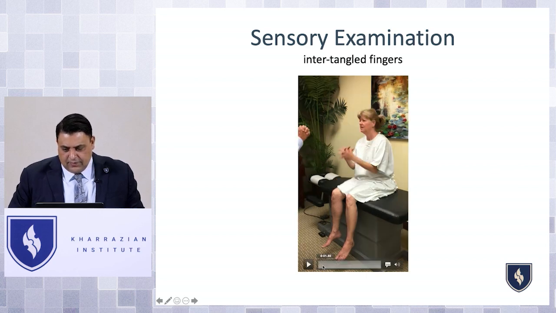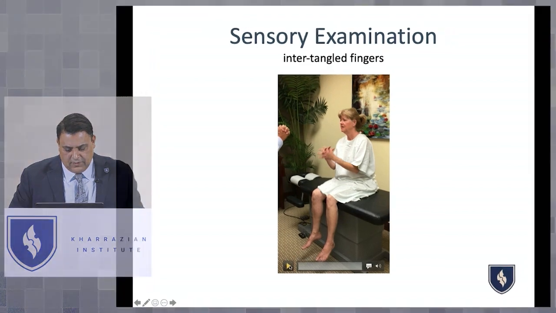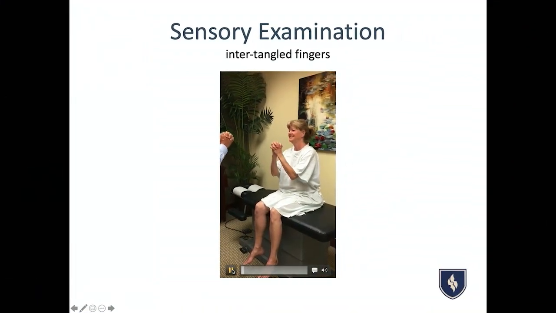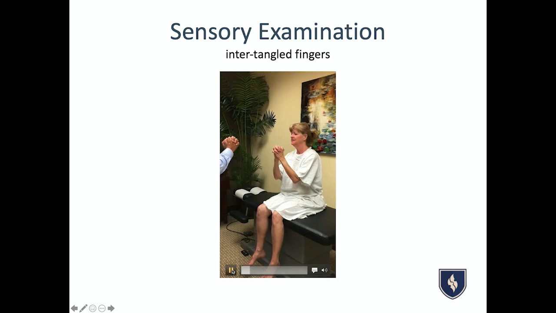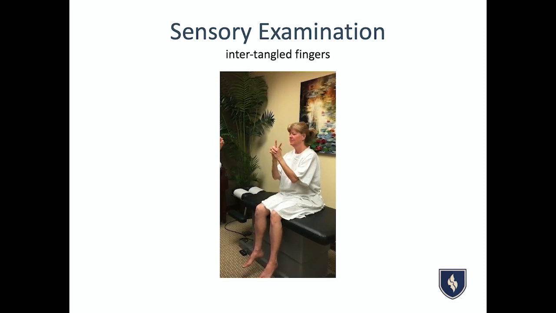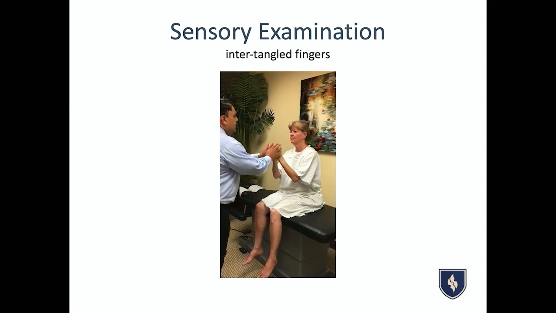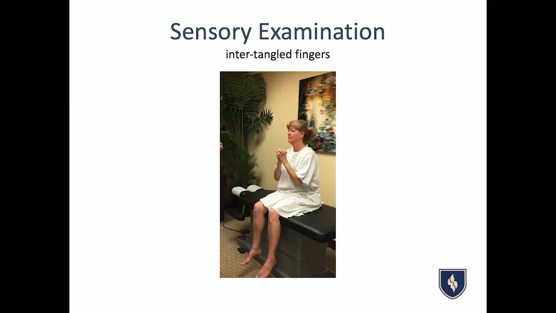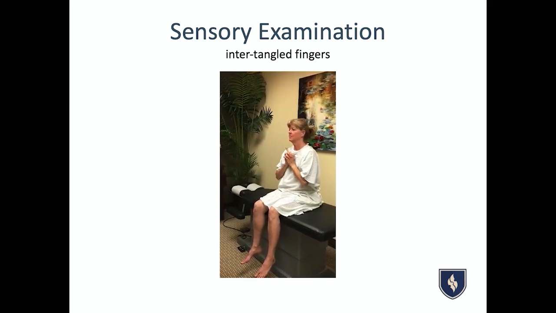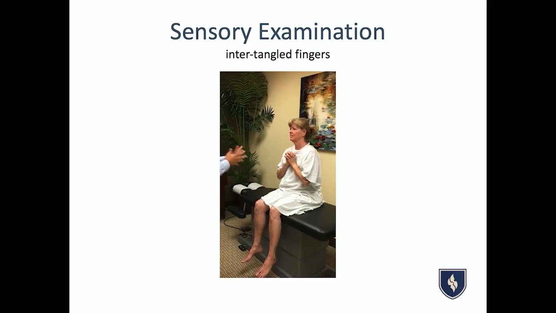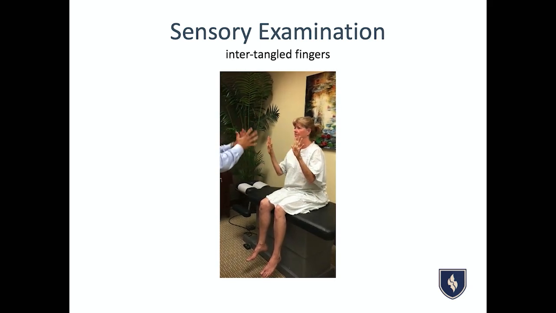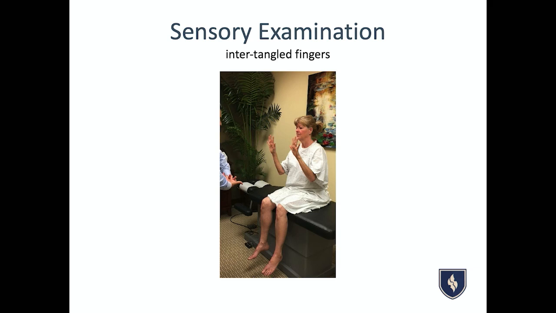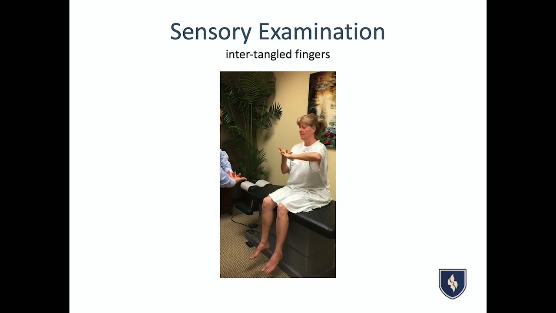And then another really good test to evaluate the integrity of the parietal lobe uses these intertwined fingers. I'll show you how this works. Go ahead and move your middle finger up. Okay, and do it one more time. This time eyes open. And move your left middle finger. Great. Okay. And then follow my hand. Do what I'm doing. Great.